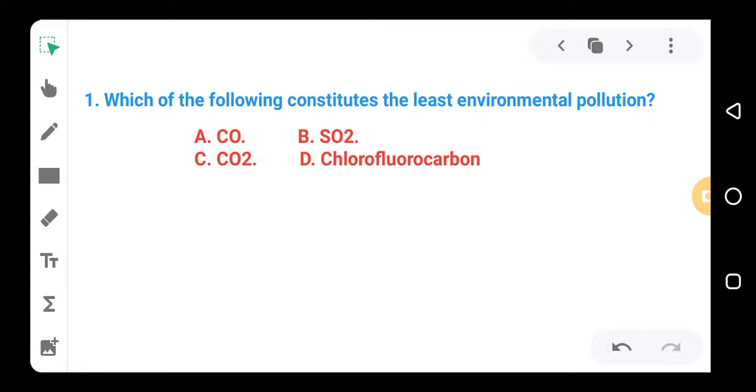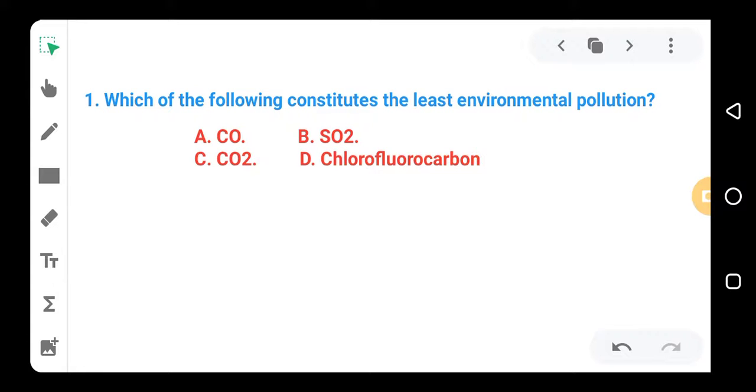CO, which is option A, depletes the ozone layer. Option B, SO2, causes acid rain. Option D also depletes the ozone layer. Therefore, option C, which is CO2, is the one that causes the least environmental pollution among these options.